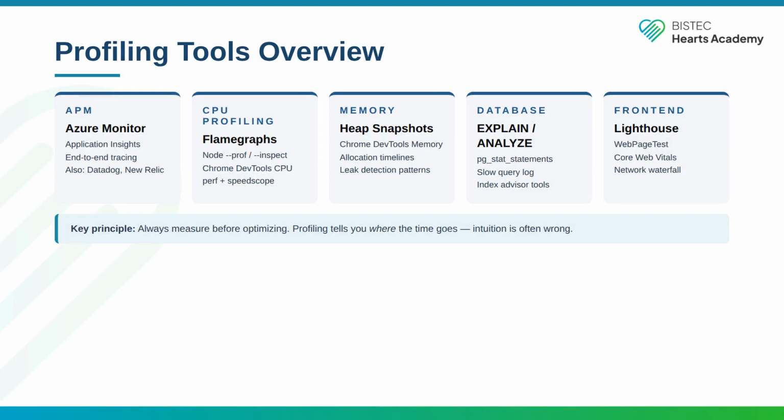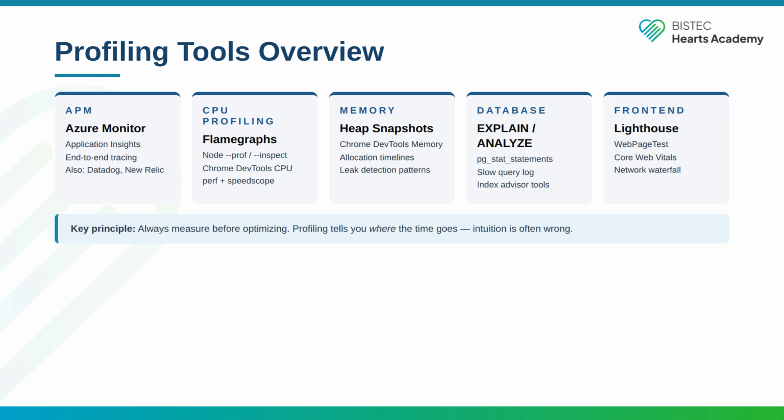Let's start with the tools. There are 5 categories of profiling tools you need to know, and knowing when to reach for each one is as important as knowing how to use them. APM, or Application Performance Monitoring, is your starting point. Azure Application Insights gives you end-to-end distributed tracing, dependency tracking, and automatic anomaly detection out of the box. Datadog and New Relic are strong alternatives, but Application Insights integrates directly with the Azure ecosystem.